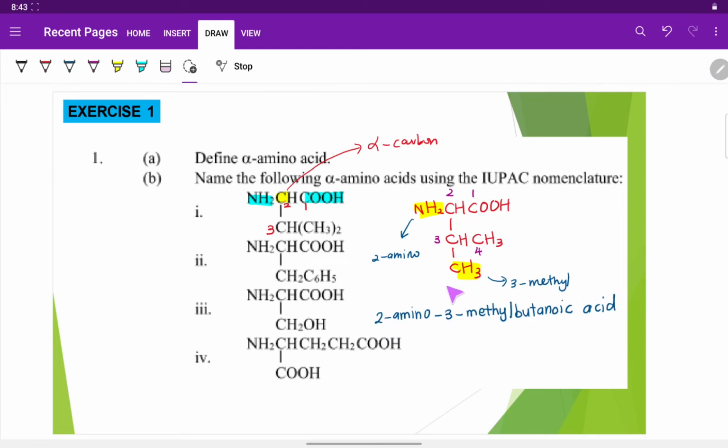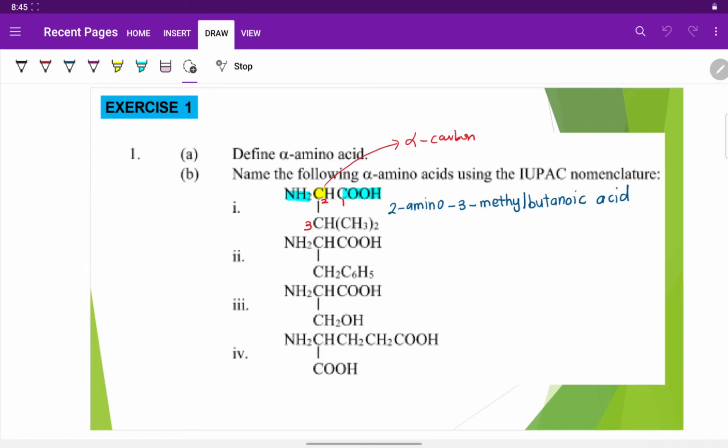Okay, so ini adalah dia punya nama. Okay, so let's move on to the second one. Okay, yang seterusnya, this one. Okay, sama juga, cari dekat mana awak punya alpha carbon. So, this is the alpha carbon.